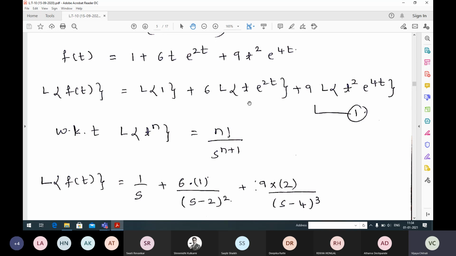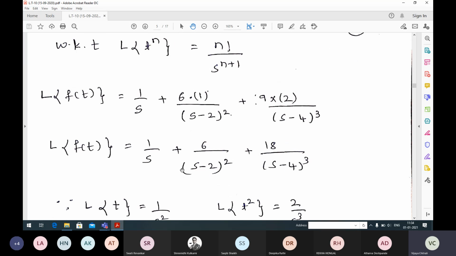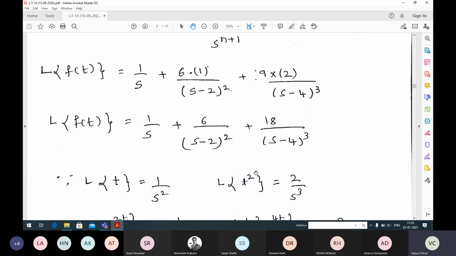According to the shifting property, if a function f of t is multiplied by e raised to at, change s to s minus a in f bar s. So according to that, you change s to s minus 2, s to s minus 4, right? Now you can simplify this if you want: 1 by s plus 6 divided by s minus 2 raised to 2, because 6 into 1, and 9 into 2 is 18, so 18 divided by s minus 4 raised to 3. So this will be as it is, right?